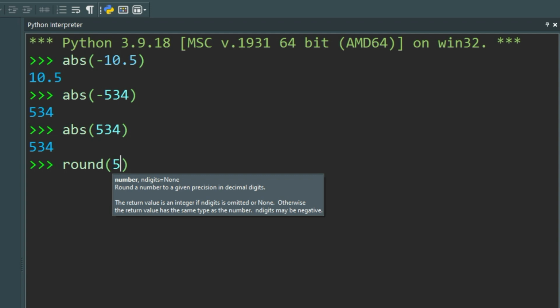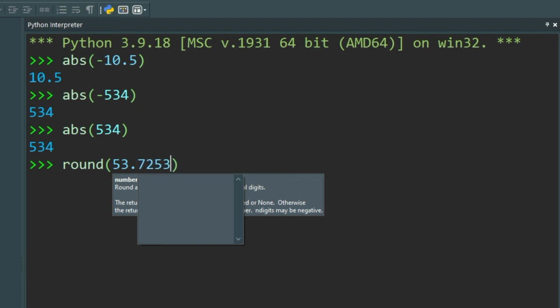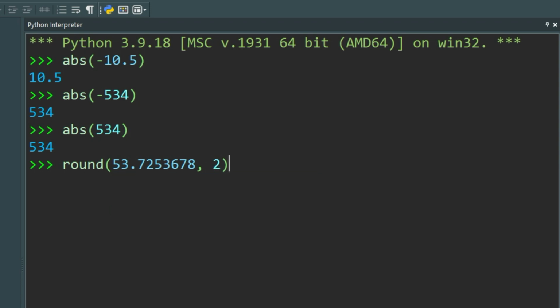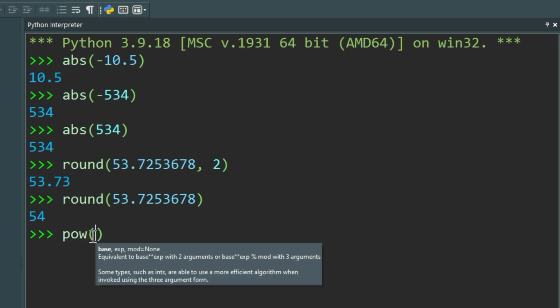Let's say we had a value of 53.72536678, and we wanted to round that down to 2 digits after the decimal place. And hit enter, and you can see we have 53.73. If I hit up and I do not supply in the number of decimal places, it is rounded to the nearest integer. So the built-in round function takes a number and then you supply in the number of decimal places that you require.